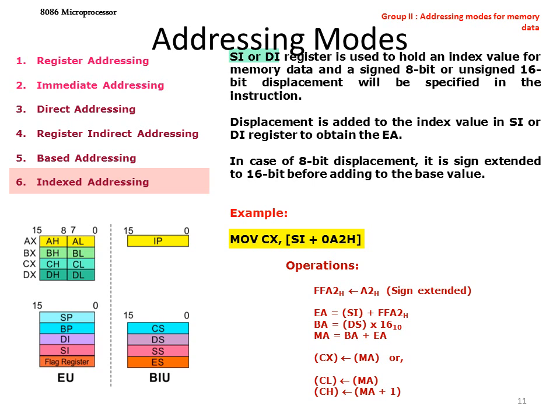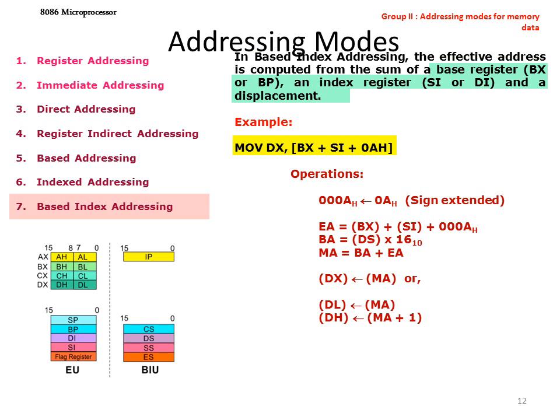Indexed addressing. In this addressing mode, SI or DI is used to hold an index value for memory data, and a signed 8-bit or unsigned 16-bit displacement is specified in the instruction. The displacement is added to the index value in the SI or DI register to obtain the effective address. In the case of 8-bit displacement, it is sign extended to 16-bit before adding to the index value. For example, MOV CX, [SI+0AH].